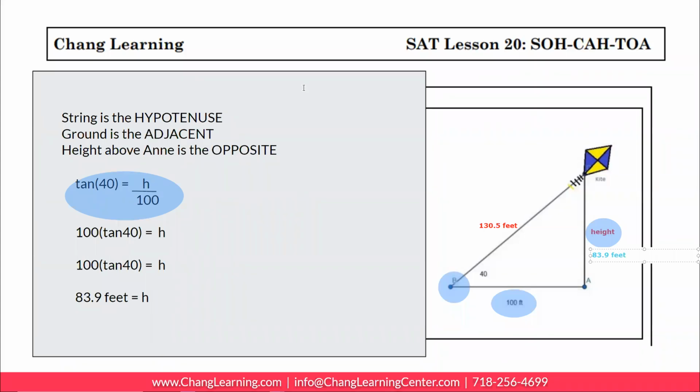So the other measures of the triangle can be found out just by having one side and one angle. And that's the use of Sohcahtoa.